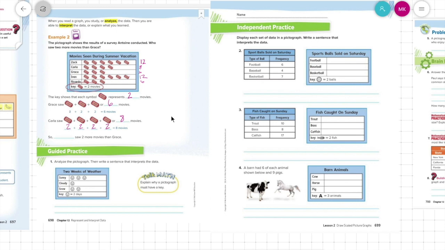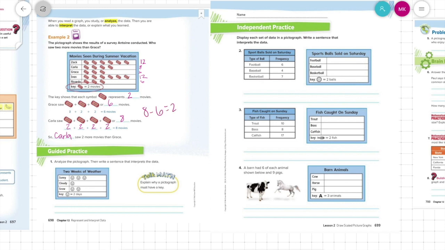So Carla saw more movies than Grace. Because Grace saw 6, Carla saw 8. 8 minus 6 equals 2.